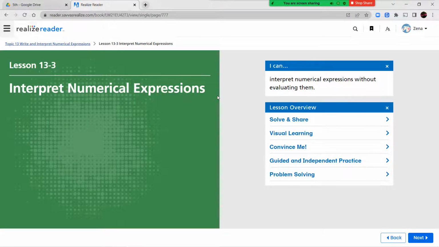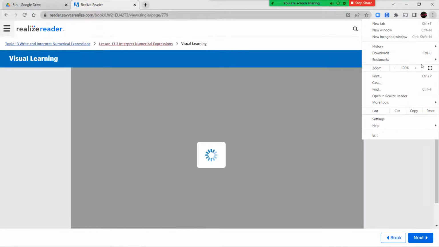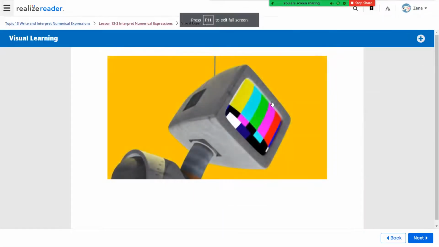Hello and welcome to lesson 13-3, interpret numerical expressions. So what does that mean? When you interpret a numerical expression, you're figuring out what it is they're trying to tell you. So what do those numbers represent? What information can you gather by looking at that equation? Let's watch our short video and then hop into our notes.